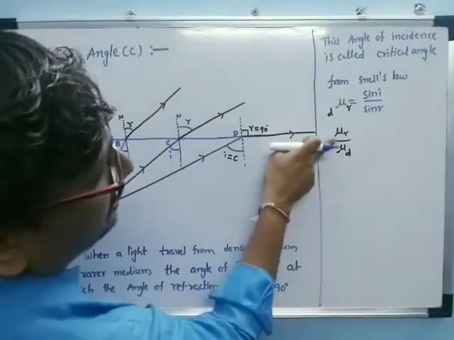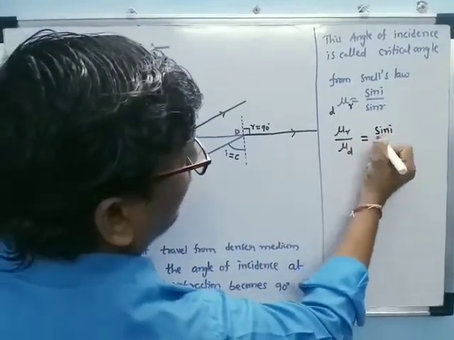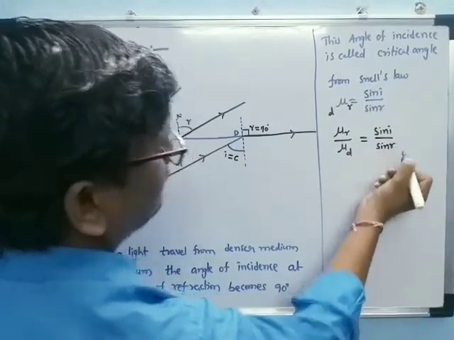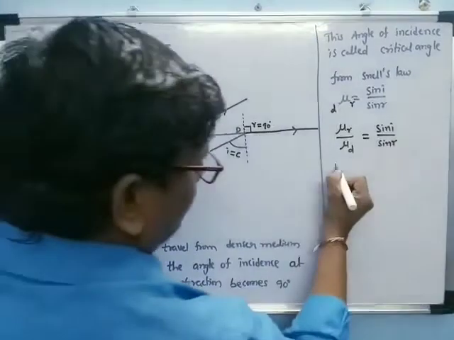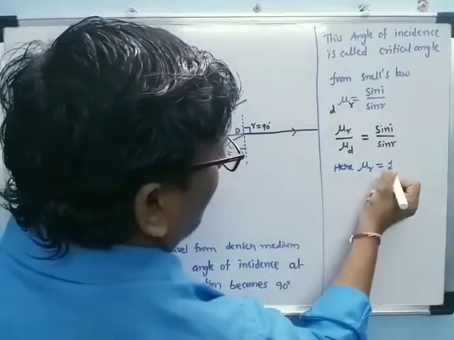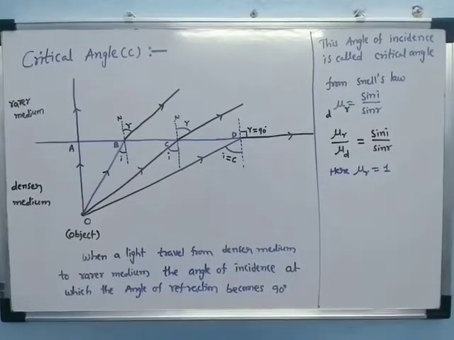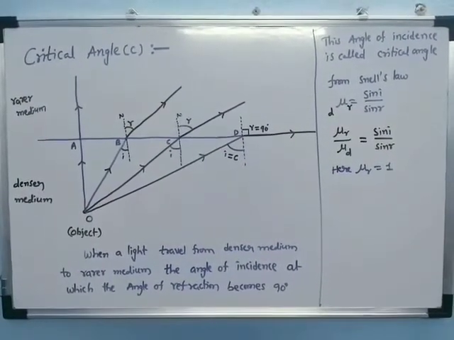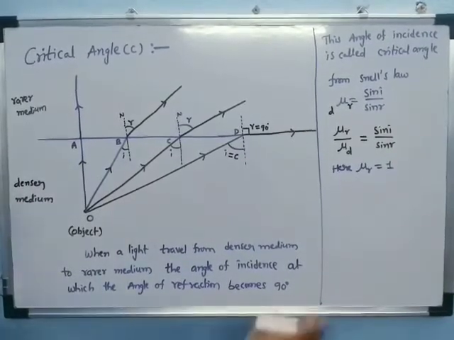That is, the refractive index of the denser medium with respect to the rarer medium is equal to sin i by sin r. Now here, what is the refractive index of air? That value is equal to 1. In water it is 1.33, in diamond 2.5, and glass 1.5. Those are the different values.